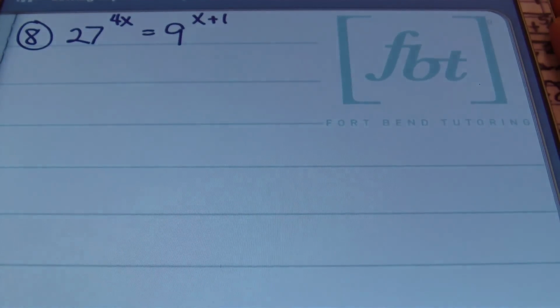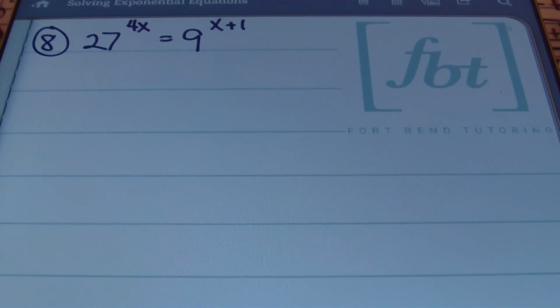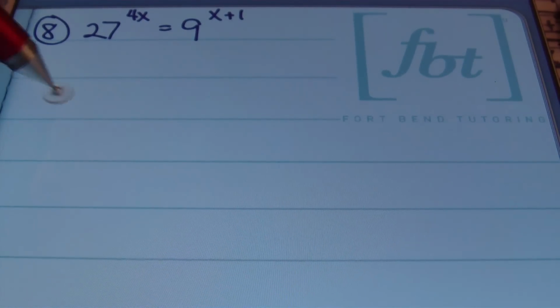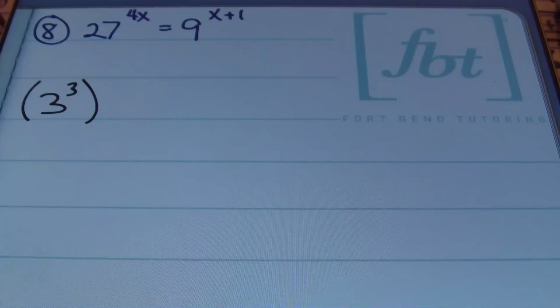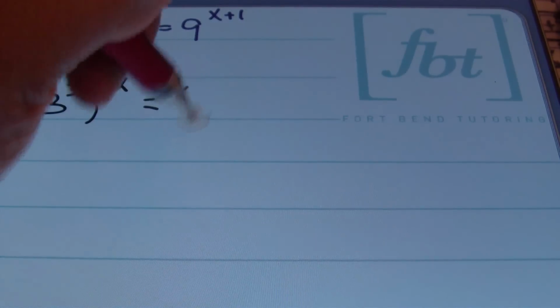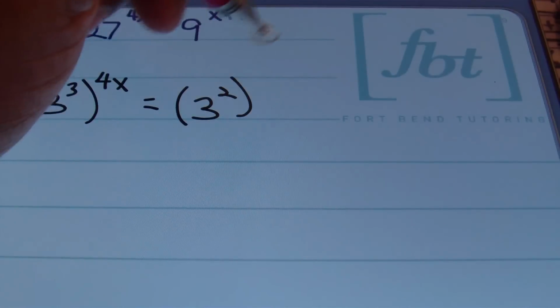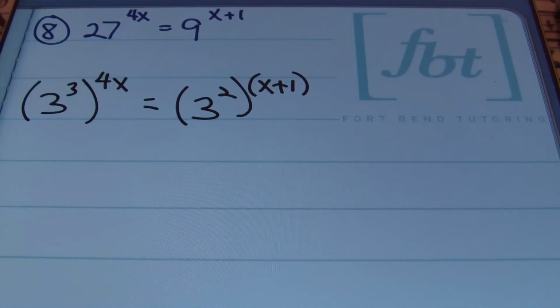All right, in problem number 8, we have 27 raised to the 4x equals 9 raised to the x plus 1. Well, what we want to do is first see if we have a common base within our existing bases here. And normally it's a smaller number, ladies and gentlemen. So I see that 3 to the 3rd power is 27, and I also see that 3 squared is 9, which means I will be rewriting this equation like so. It'll end up being 3 to the 3rd power raised to the 4x, and this is going to also equal 3 squared raised to the x plus 1, like so.